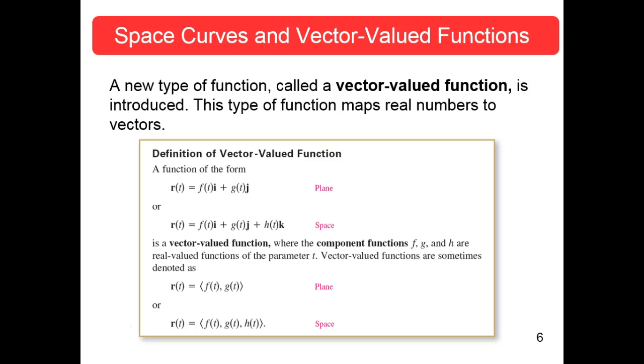Vector valued functions are sometimes denoted by r of t. This one would be f of t, g of t in angle brackets, meaning this is the i component, this is the j component. That would be in a plane. In space, r of t would be f of t, g of t, h of t in angle brackets. This means this is the i component, j component, k component. Make sense? Okay.